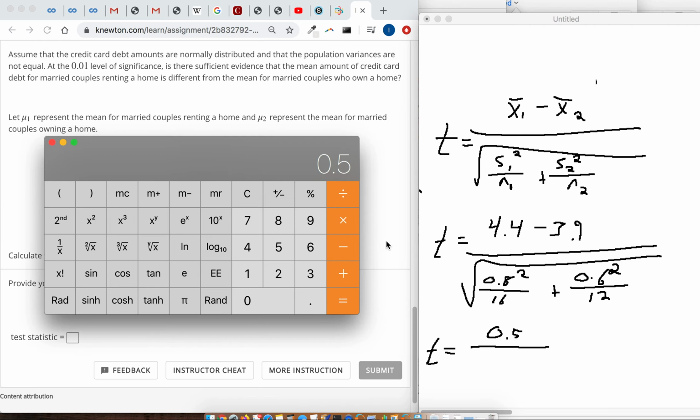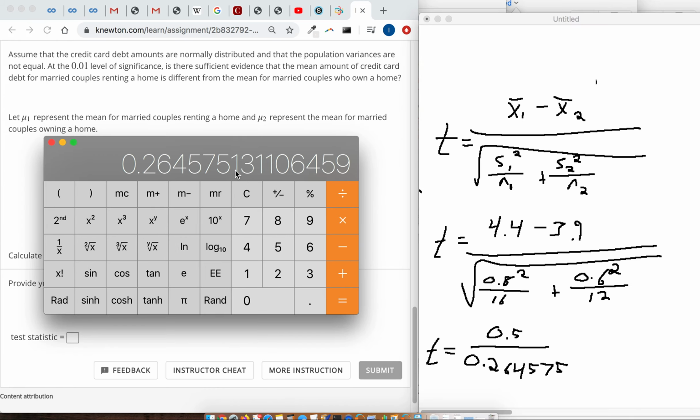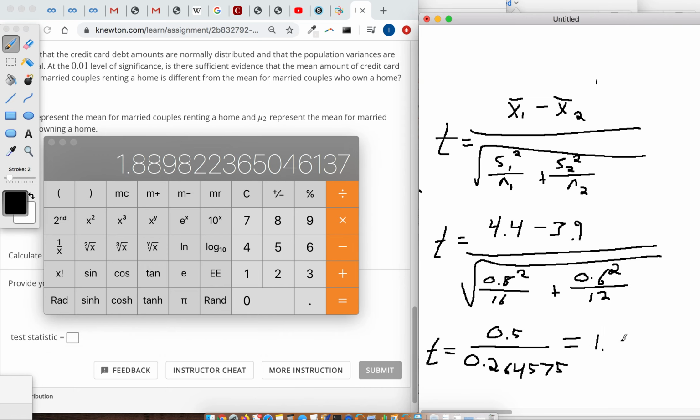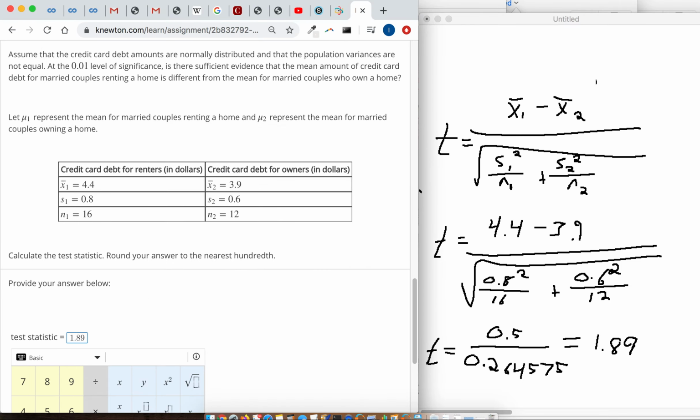So I got my denominator was 0.26455. That's what you should get after you simplify the square root if you've done it correctly. So 0.5 divided by that gives us 1.89. I think it said 2 decimal places, nearest hundredth, yep. So 1.89 is our test statistic.